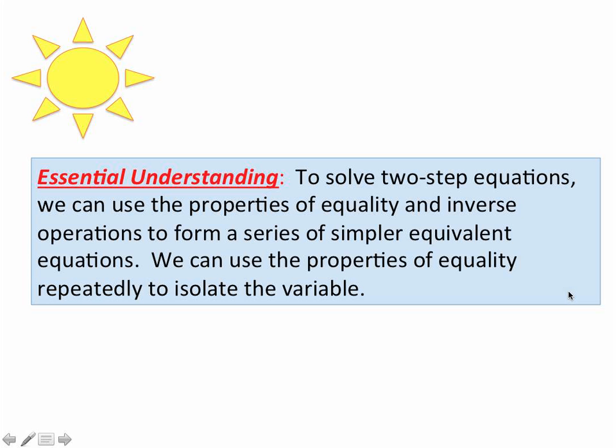Okay, so to solve two-step equations, we can use properties of equality and inverse operations to form a series of simpler equivalent equations. We can use the properties of equality repeatedly to isolate the variable. So pretty much the same as last lesson. So here we go with a bunch of examples.